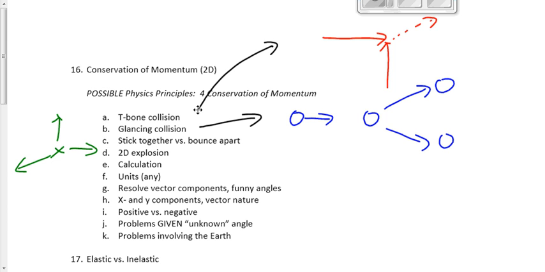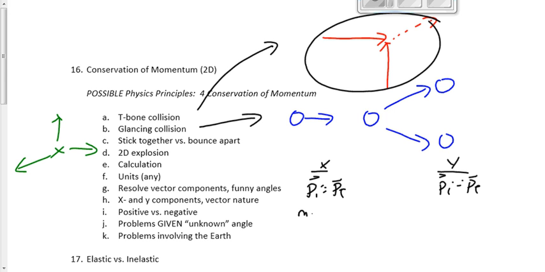Well, the good news is if you can do one, you can, for the most part, do any of the three. We break them up into X and Y components. And for both the X and Y components, we say Pi is equal to Pf. In this case, it would be M1 V1I plus M2 V2I equals MVF because they stick together, for both the X and the Y. In the second case, it would be M1 V1I plus M2 V2I equals, since they bounce apart, M1 V1F plus M2 V2F.